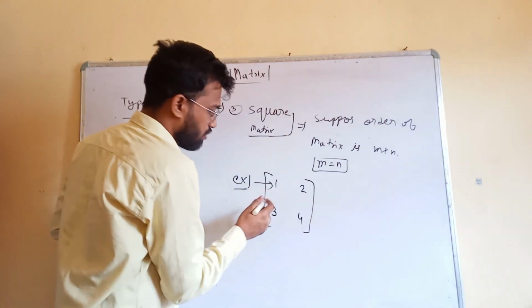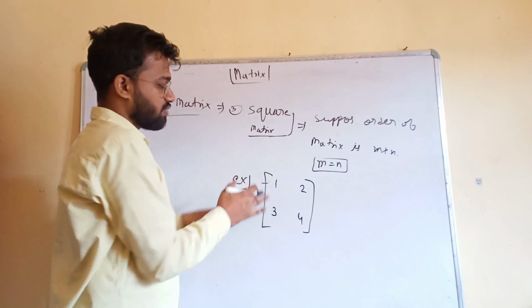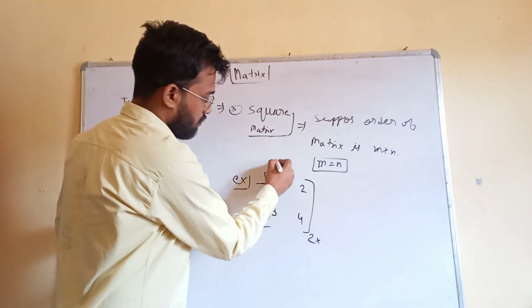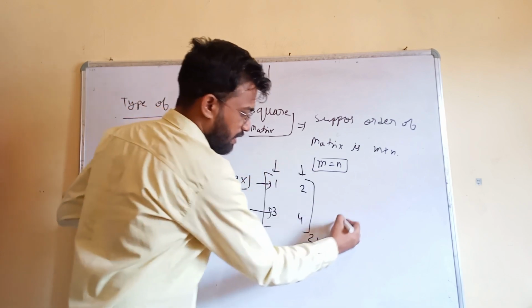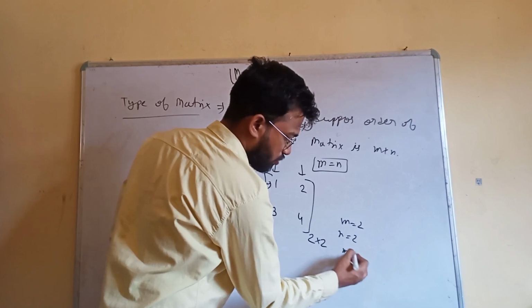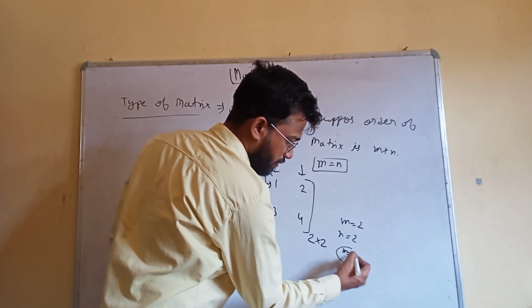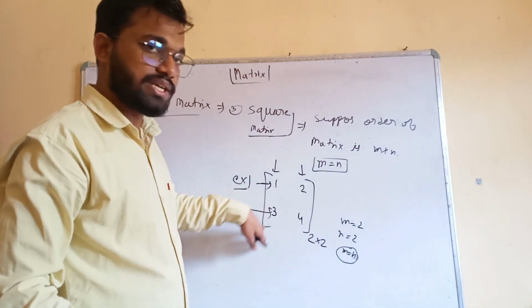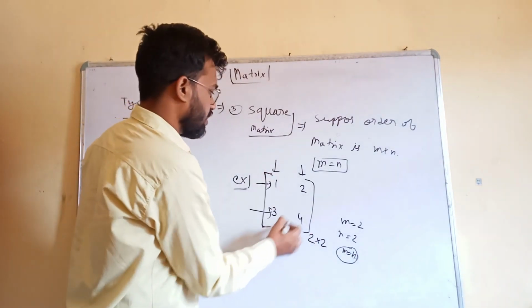Let's find this matrix order. First, it has 1 and 2 rows. 2 rows, and 1 and 2 columns. See, m is equal to 2, n is equal to 2. So m is equal to n, so it is a square matrix, because it has the same number of columns and rows. See, it also looks like a square.